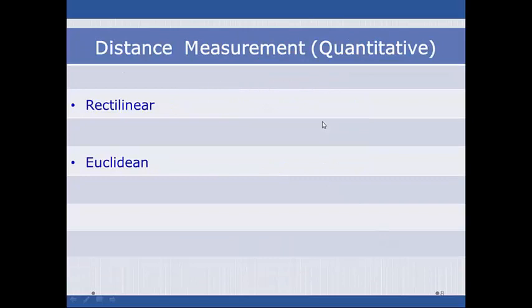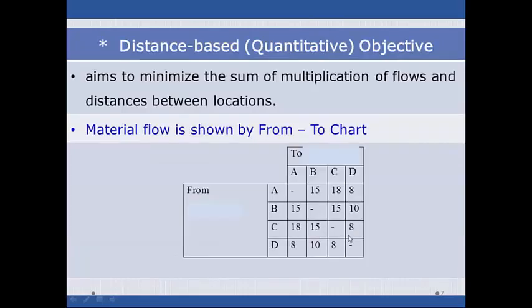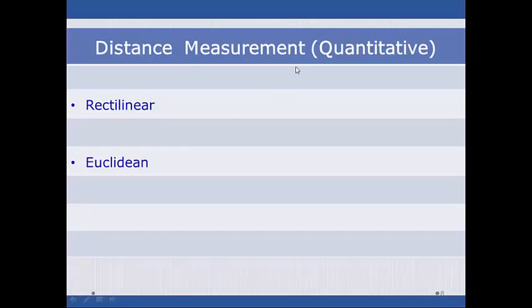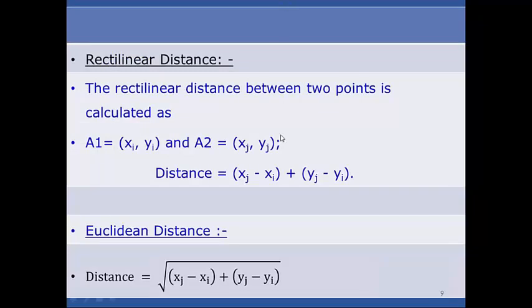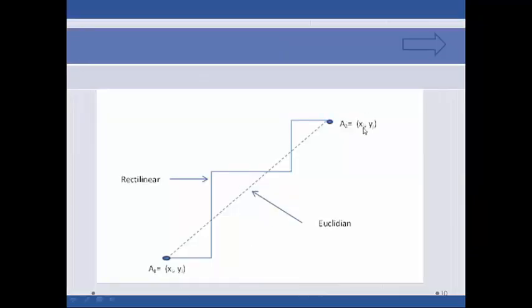Then another distance measurement. Now in the previous slide we have seen this is the distance we are considering. So this distance measurement between two machines can be of two types. It can be rectilinear or it can be Euclidean. Through the diagram I can explain you. Suppose this is machine A and this is machine B.